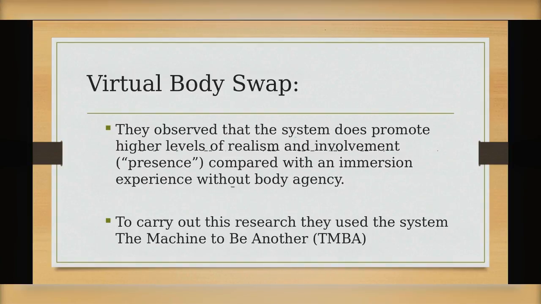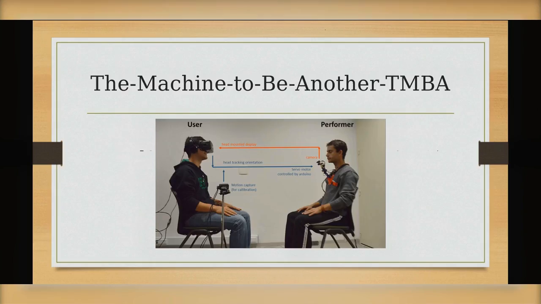Coming to the virtual body swap. Generally, a virtual environment is created with an avatar, mannequin, or gaming character. But in this paper, they used a real body to create the virtual environment. Why? Because they observed higher levels of realism and involvement compared with a VR environment that does not contain the real body. For this experiment, they used a system called The Machine to Be Another. This is the system that they used.